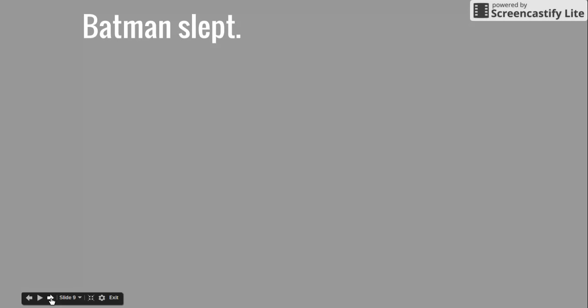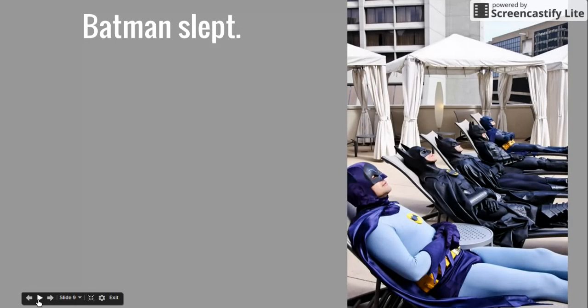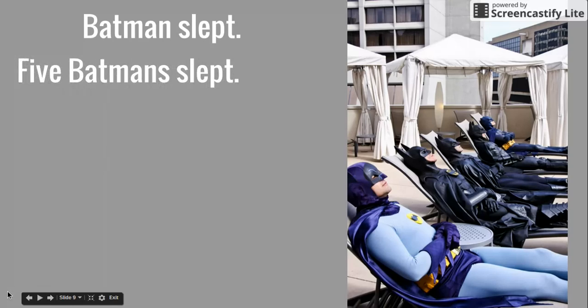Batman slept. It's a sentence. It has a noun. It has a verb, an action. It's kind of boring. But let's pretend we're looking at this picture right here. Seems like there's a little bit more going on than just Batman slept. So maybe we might change it to five Batmans slept. So we've got a describing word that says how many.